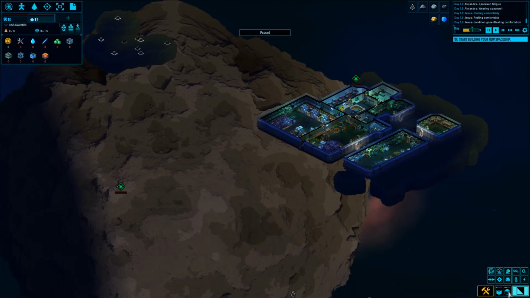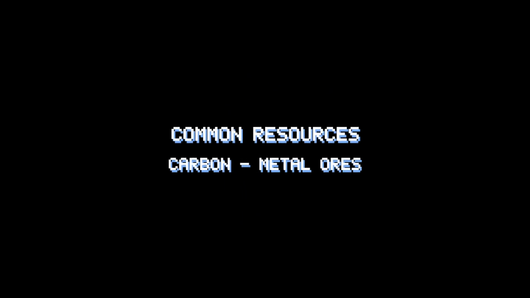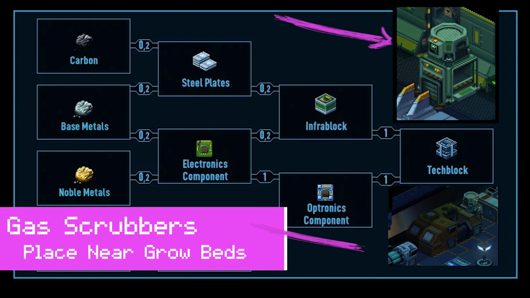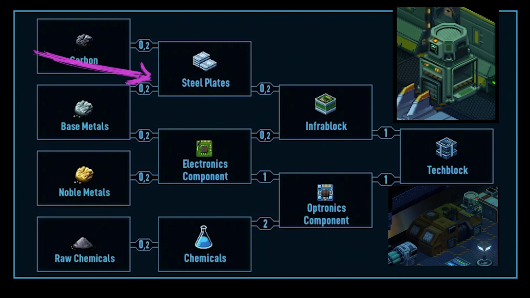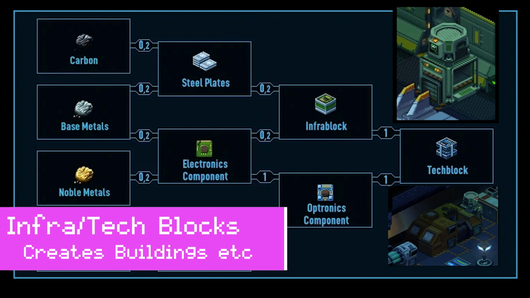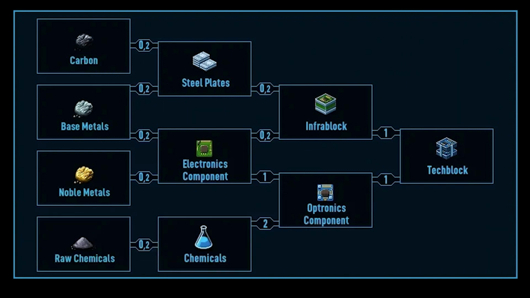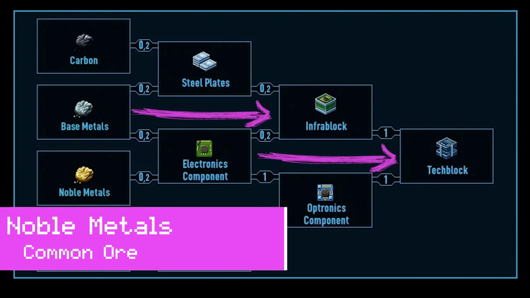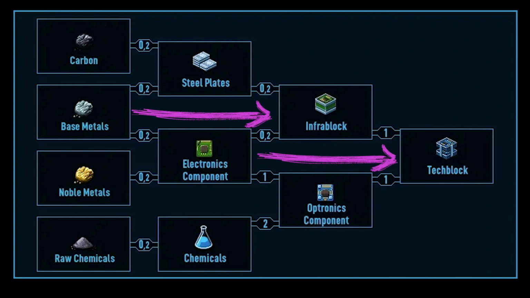Okay, now that we've got our ship layout, let's take a look at our common resources. This is carbon ore. You use it for two buildings, the gas scrubber and the metal refinery to create steel plates. Those steel plates are used to create more hull, and infra blocks and tech blocks. These are noble metals, they're used to create your industry buildings. Those buildings need infra blocks and tech blocks. Tech blocks are more expensive compared to infra blocks.